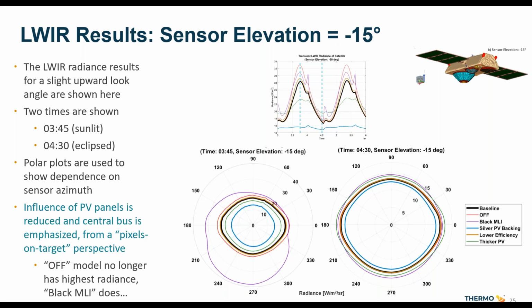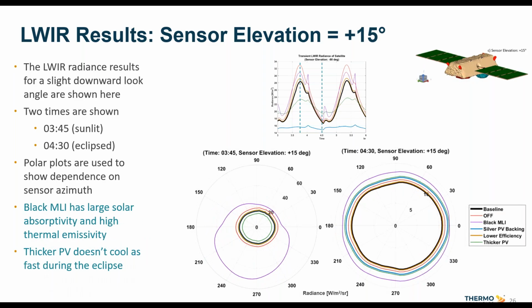We see something kind of interesting here: on the left, the purple line has the greatest average radiance in the long wave, and that's the black MLI model. The bus of the satellite has been covered with a black MLI, which has a higher solar absorptivity, so it's heating up, and it's got a high thermal emissivity that's facing the sensor as well. From this vantage point, the bus is a more central part of the signature of the satellite, and the effect of the solar panels is a bit reduced just because of the perspective of the sensor. So now we see that having kind of a big effect.